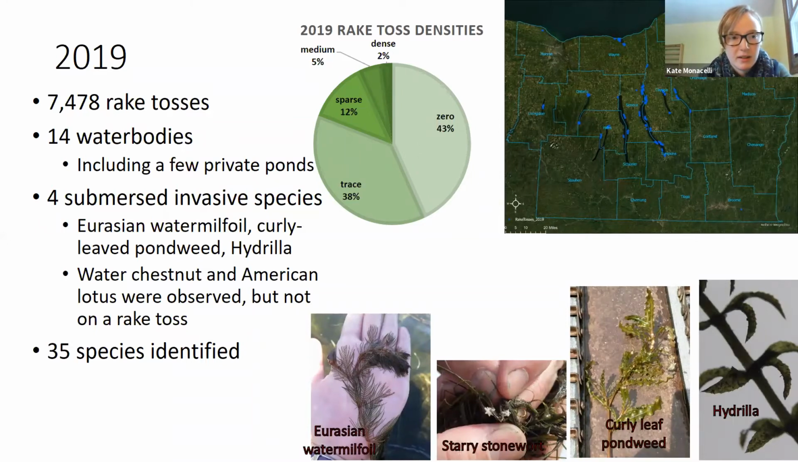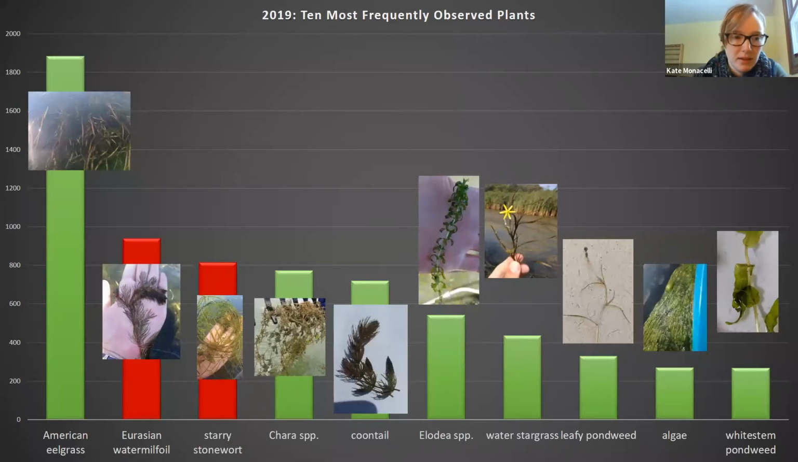In 2019, another population of hydrilla was also detected in Tompkins County at the southern end of Cayuga Lake. But American eelgrass has remained in the top 10 most frequently observed plants during our hydrilla surveys, with Eurasian water milfoil and starry stonewort being the two main invasives that we see.